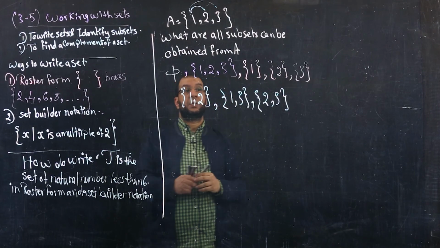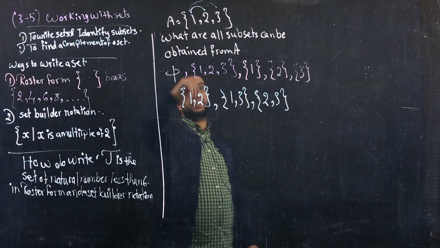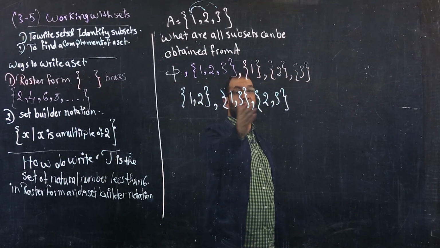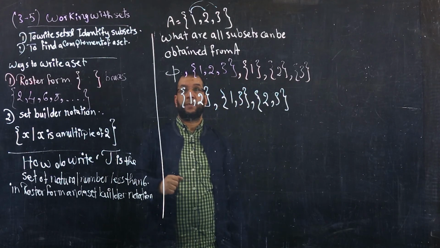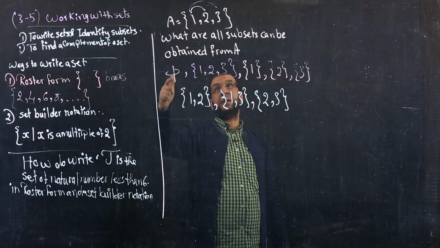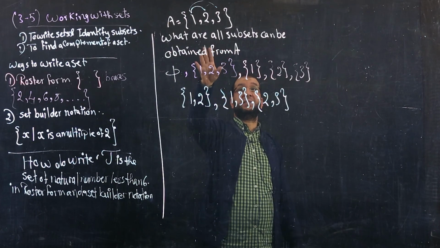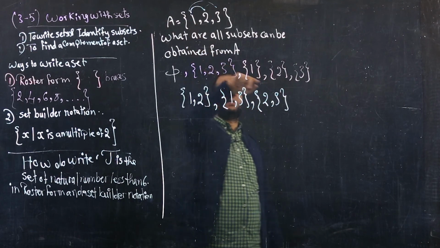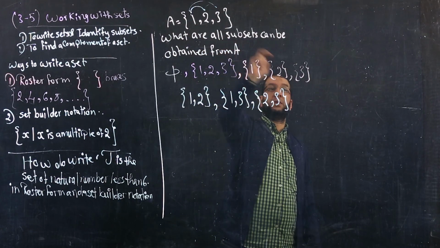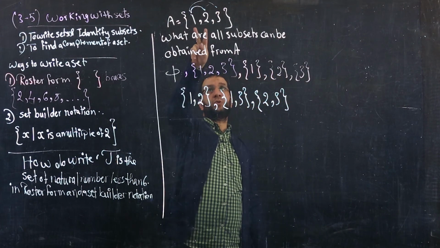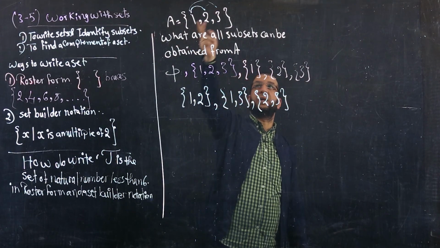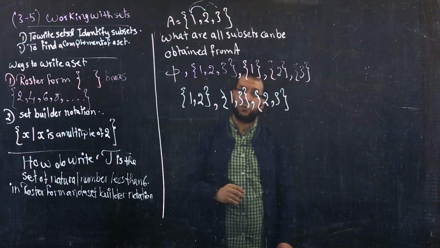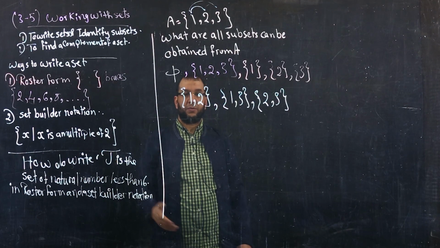So I have, from this set, 1, 2, 3, 4, 5, 6, 7, 8 subsets. The first is phi, the second is the original set, the third is each element, the first element, then the second element, then the third element separately, then each two elements together, 1 and 2, then 1 and 3, then we move to the next, 2 and 3. These are all the subsets.